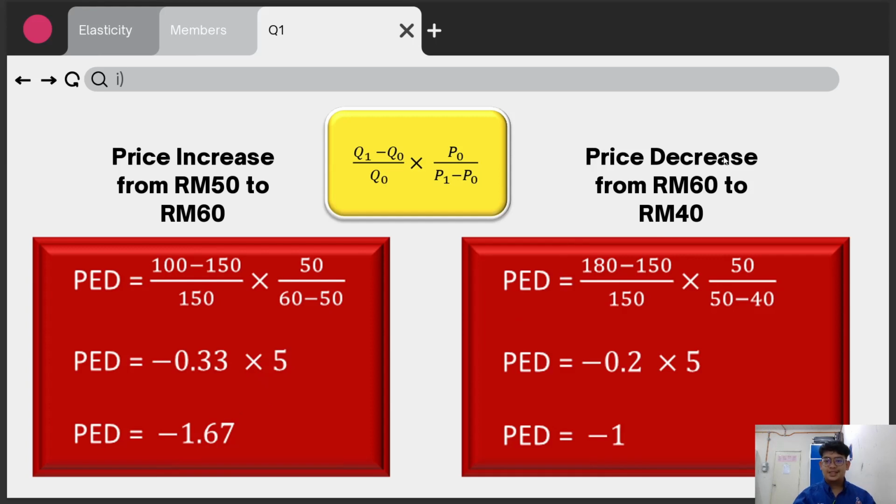Next, price decrease. When the price decreases from 60 ringgit to 40 ringgit, same as before, we substitute our values into this formula. We get 180 minus 150 divided by 150, times 50 divided by 50 minus 40. And the final answer we get is negative 1.